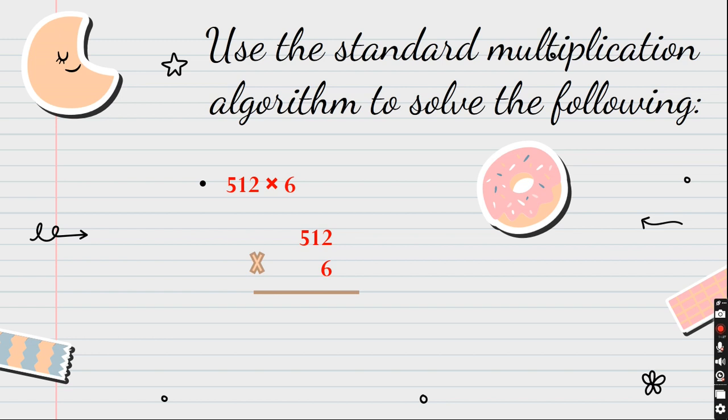So 512 times 6, I will multiply the ones. 6 times 2 equals 12, 2 carry 1, and 6 times 1 equals 6, plus 1 equals 7. We put 7 and put 1 zero, and 6 times 5 equals 30. We put 30 and put 2 zeros, and finally we add all the products. So 2 plus 70 plus 3000 equals 3072.